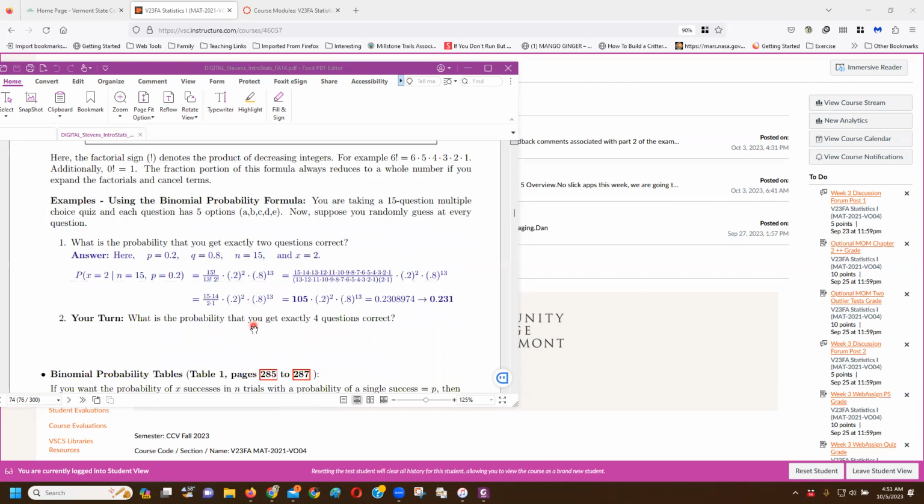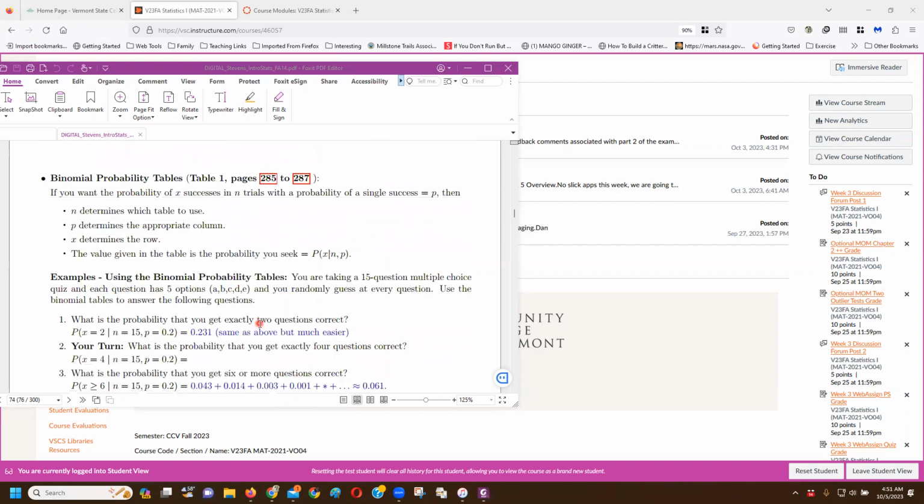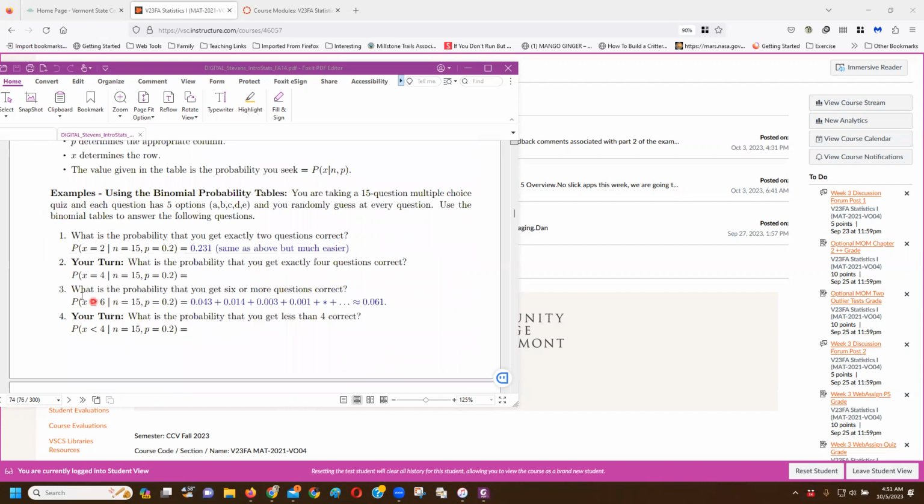If you need to do a range of them, like this one down here, I'll do these for you with the calculator too. See how that one, you'd have to do, let's see, 6 or more correct. And what do we got? We got 15 questions. So you'd have to do the probability, that formula for 15.